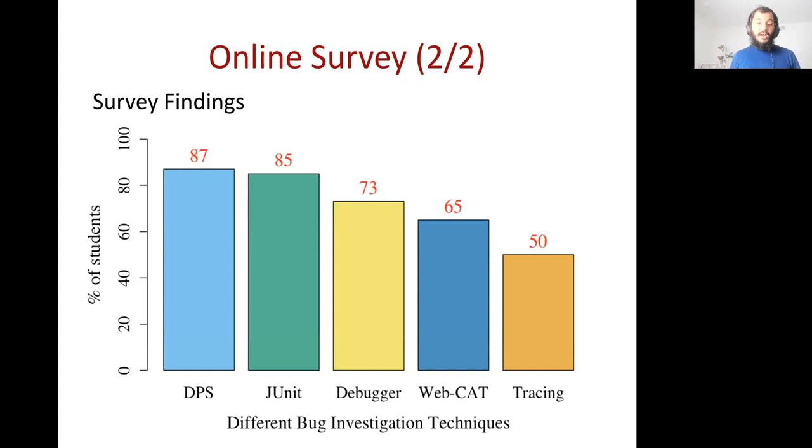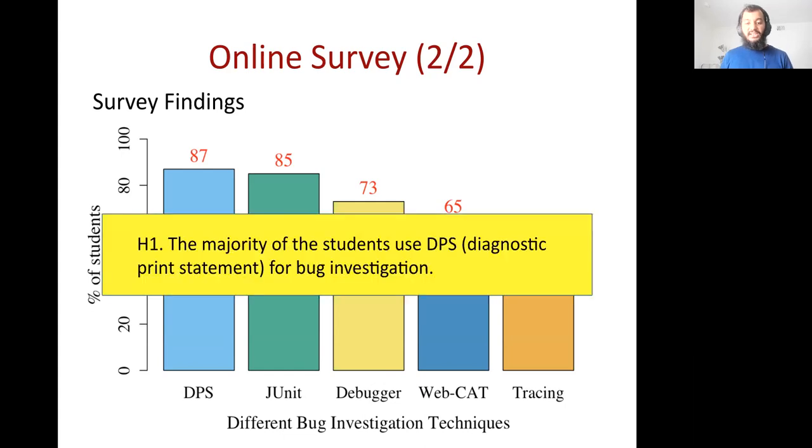According to our survey, we found that 87% of the students used diagnostic print statements. This is closely followed by 85% of the students using JUnit testing for bug investigation purposes. We also have 73%, 65%, and 50% of students using source level debugger, the WebCat, and manual tracing, respectively. So this matches our first hypothesis that the majority of the students use diagnostic print statements for bug investigation.